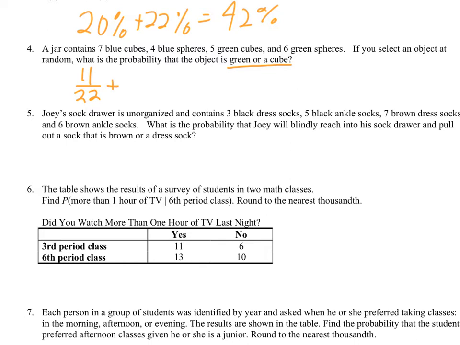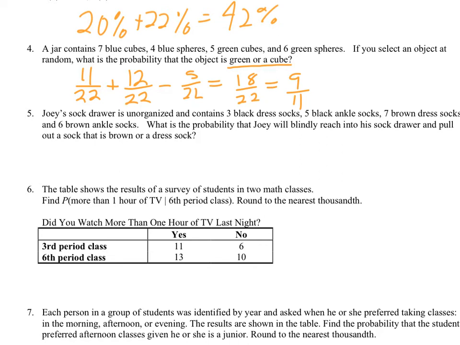We add to that the number that are cubes. We've got 7 and 5, so that's 12 out of 22. But then we double counted the green cubes, so we subtract 5 out of 22 for that. And so we end up with 18 out of 22, which turns out to be 9 out of 11. And again, I would just leave that as a fraction. The decimal's not nice to deal with here.